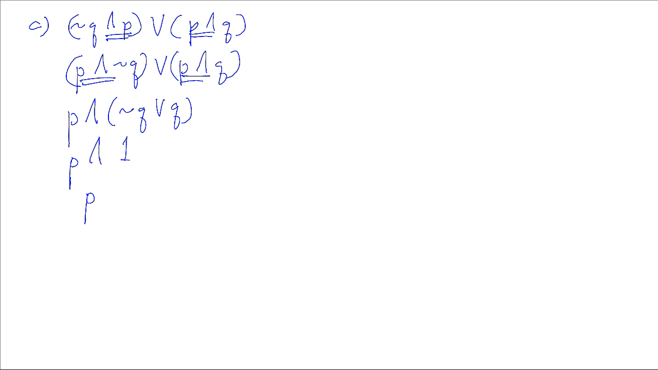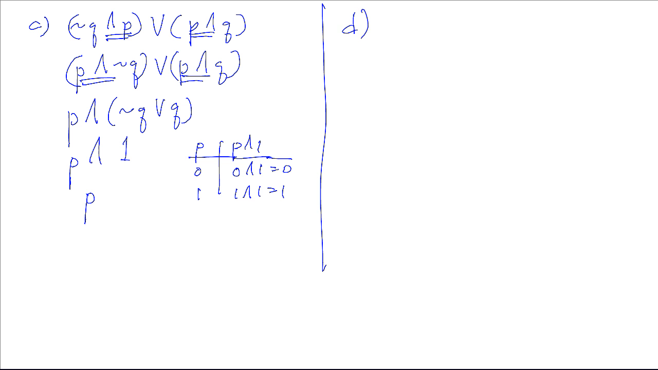And in case P is 0, we have 0 and 1, which is 0. And in case P is 1, we have 1 and 1, which is 1. In either case, P and 1 is equal to P, either 0 or 1. Okay, finally for part D, let's see if I have room over here to do it.